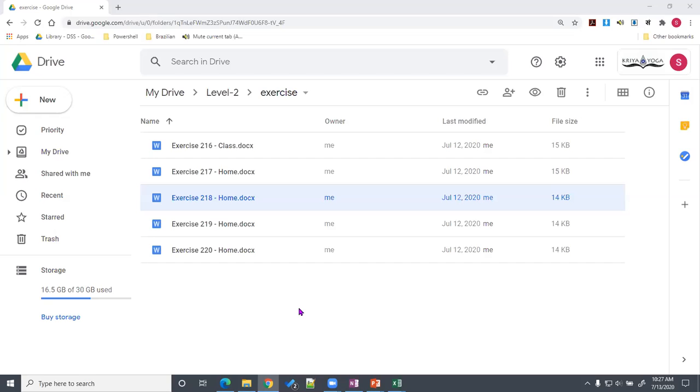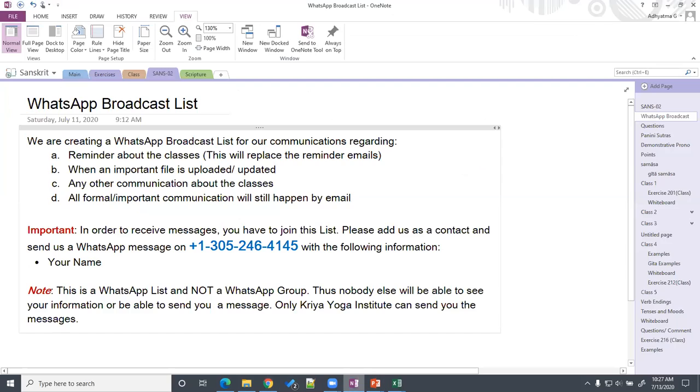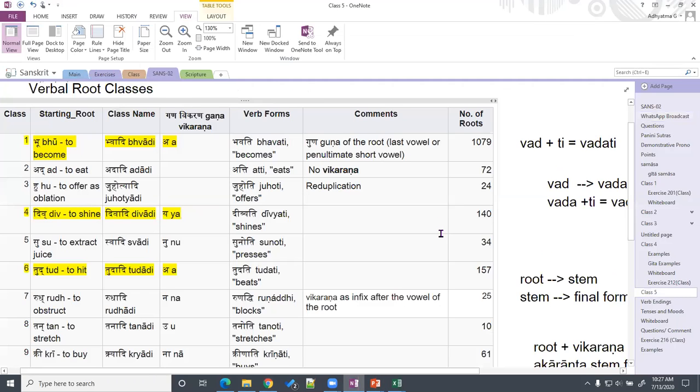There is a question: why does the root 'ish' (wish) not become 'esh'? If you look at it, 'ish' belongs to the 6th class, and in the 6th class we do not have this rule of guna. The root simply adds the akara and it becomes the stem. That's why it does not become 'esh', because it belongs to the 6th class. If it were belonging to the 1st class, it would have become 'esh'.